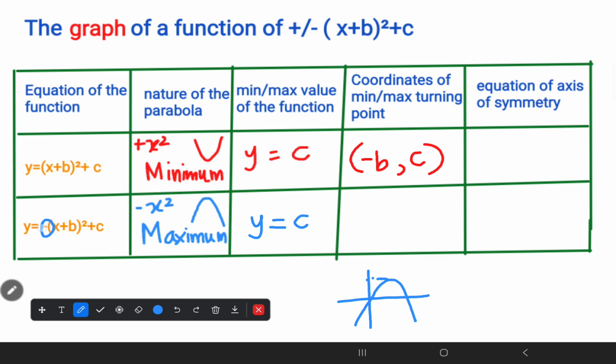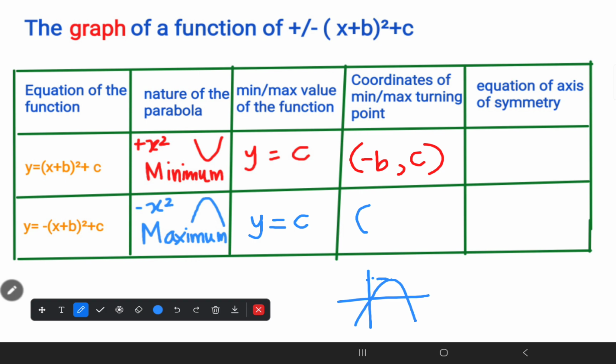No need to worry about this negative. When you expand this one, look at this (x plus b) whole square. It is having a positive value inside the bracket of the square. So in the coordinates of the maximum or minimum point, in the second occurrence, we are having a maximum graph.